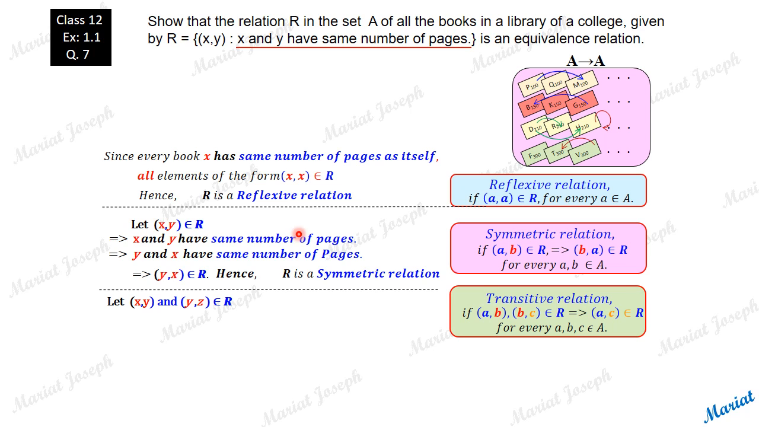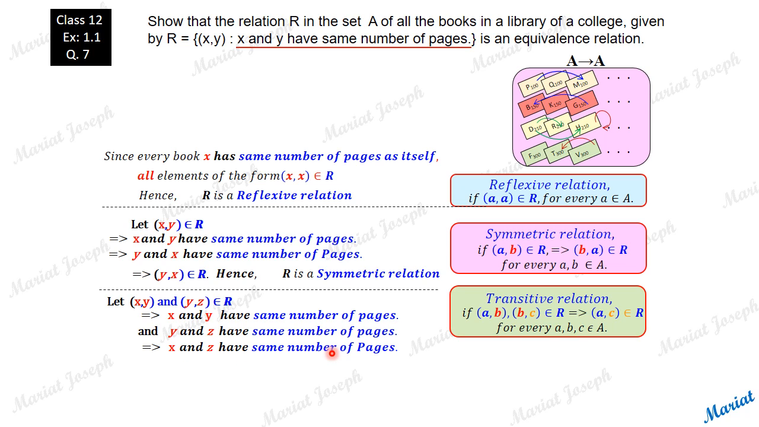Is it a transitive relation? We'll go by taking two pairs which are there in the relation, (X, Y) and (Y, Z). Let there be these two pairs in the relation, which means (X, Y) belongs to R means X and Y have the same number of pages. (Y, Z) belongs to R means Y and Z have the same number of pages. Look at what these two statements say. X and Y have the same number of pages and Y and Z have the same number of pages, which means X and Z have the same number of pages. That is, the pair (X, Z) also will be there in the relation.